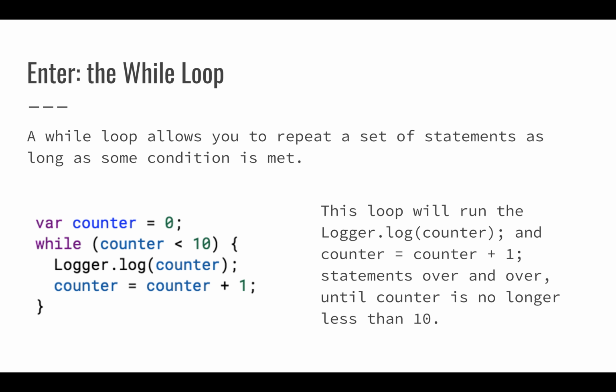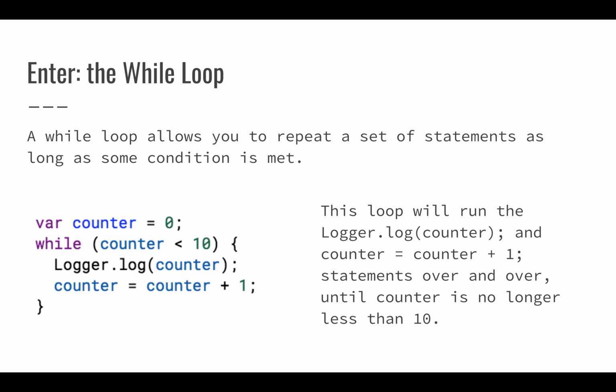Fortunately, we have while loops. While loops allow you to repeat some set of statements as long as a condition is met. If we look at this code on the left side, we're going to declare a counter variable and set it equal to 0. And then we're going to say while counter is less than 10, perform these statements: log counter, and then set counter equal to counter plus 1. This loop is going to just keep running until counter is no longer less than 10.